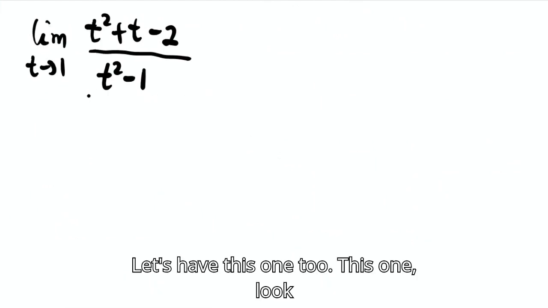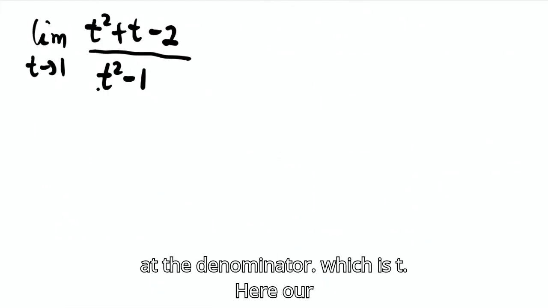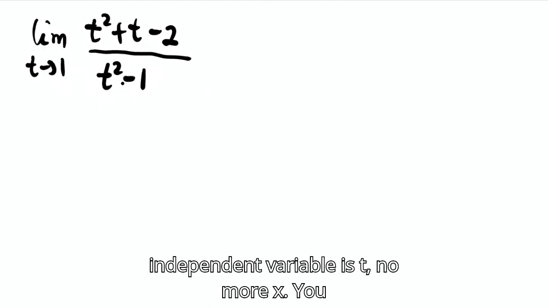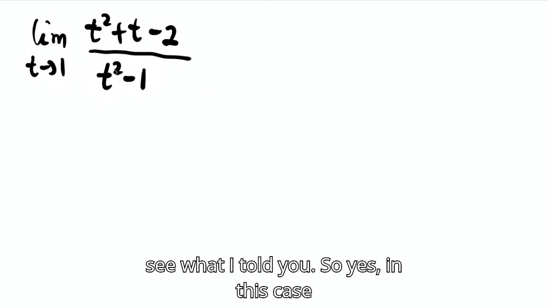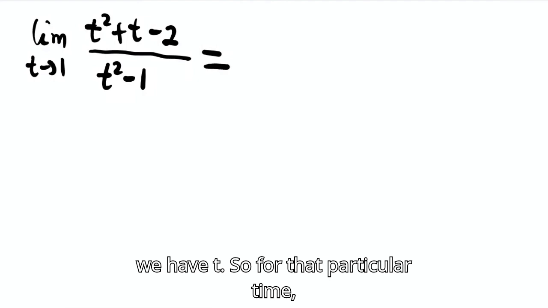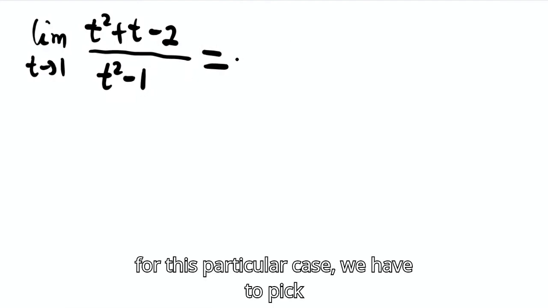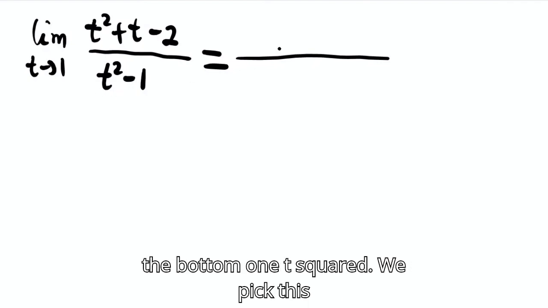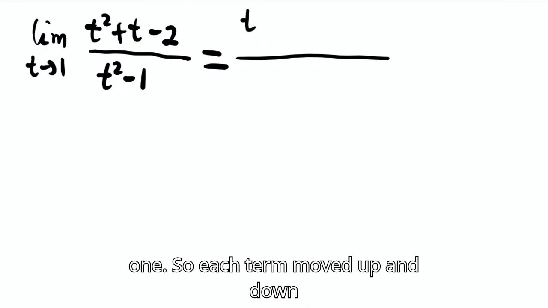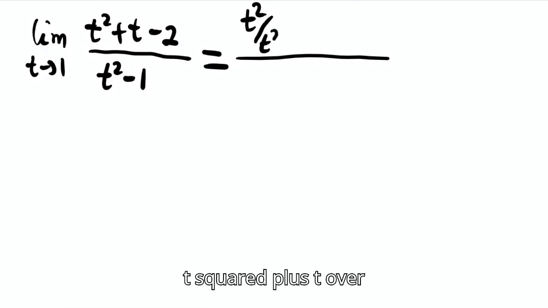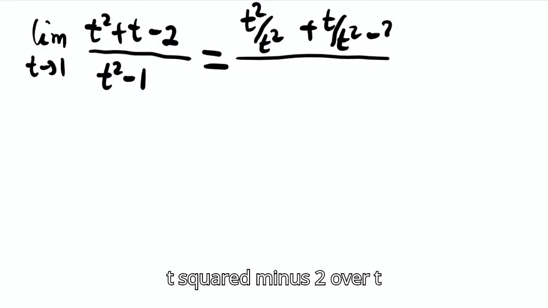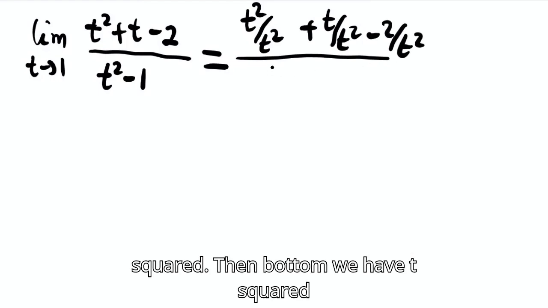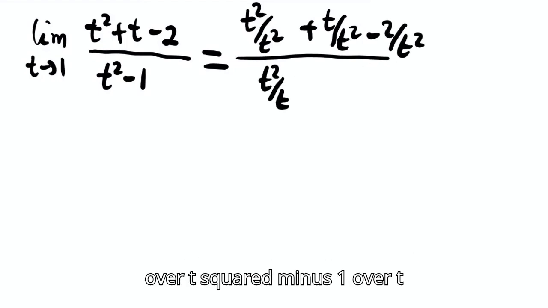Let's solve this one too. Look at the denominator, which is t. Here our independent variable is t, no more x. You see what I told you? So in this case we have t. For this particular case, we have to pick this t squared. Remember, we are not picking this t squared, we are picking the bottom one, t squared. So each term, both top and down, t squared plus t over t squared minus 2 over t squared. Then at the bottom we have t squared over t squared minus 1 over t squared.